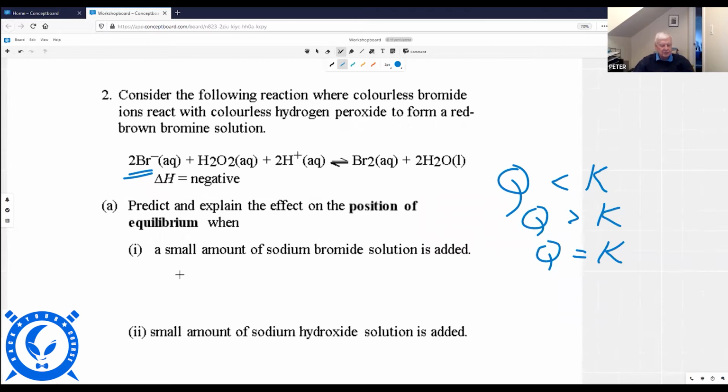But here now we have the situation where we've deliberately added extra reagent, and so the position of equilibrium will shift to the right. So it's favoring the forward reaction, so it's making products. And that same would be true if I added a little bit of H2O2 aqueous as well, or H+, either one. If I add reactants, then I will be favoring formation of more products, and the position of equilibrium will shift to the right.